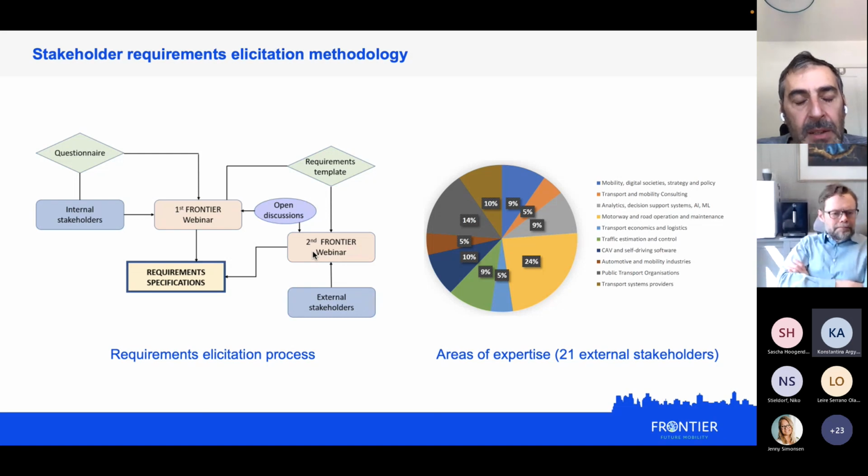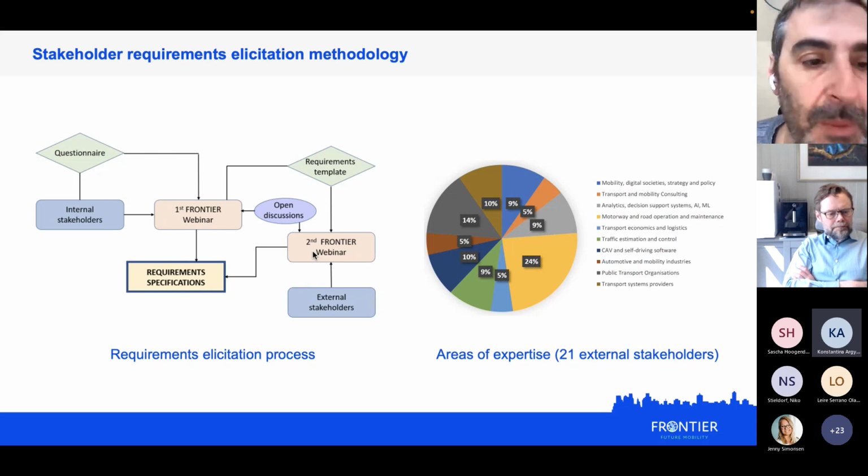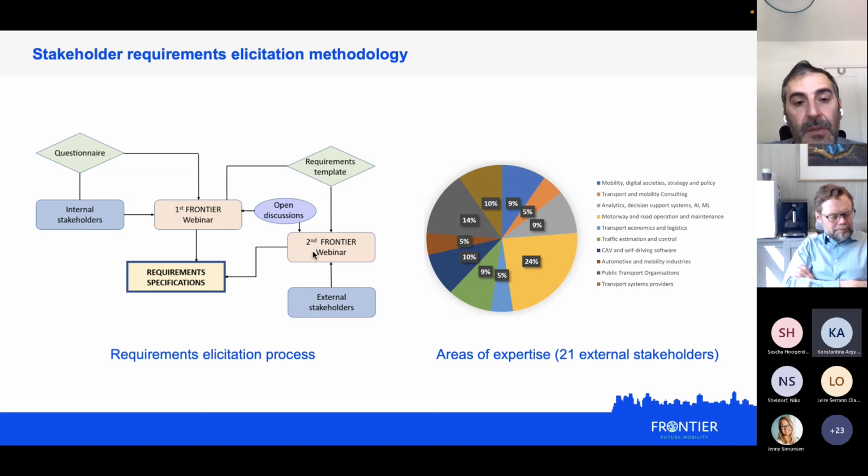So we did two webinars. The participants of the first one were mainly internal to the project. We have a number of network management and public transport managers in the consortium. The second one had participants from a wider stakeholder network external to the project. So we had 21 external stakeholders in the second one, coming from different backgrounds. You can see that about 40% of them are motorway or road operations or public transport operators.